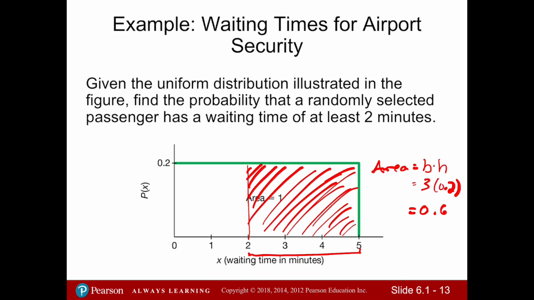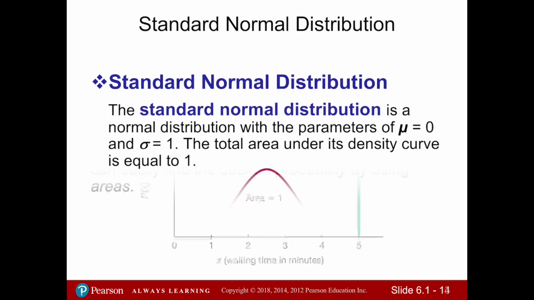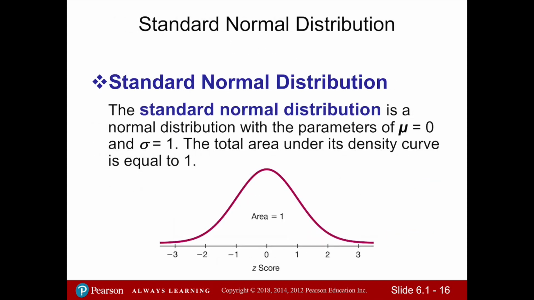Because we found a direct link between area and probability, the probability of this event is also going to be 0.6. Now we can move on to computing probabilities using a standard normal distribution. Again, a standard normal distribution is a normal distribution for a continuous random variable that has a mean of 0 and a standard deviation equal to 1. For this to work, we want the total area under this density curve to be equal to 1.